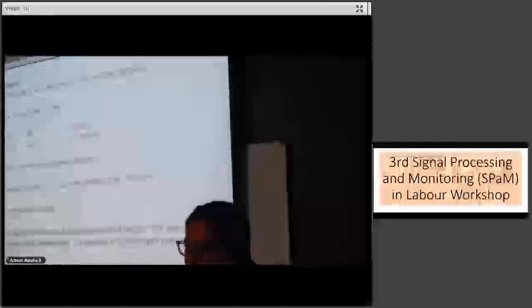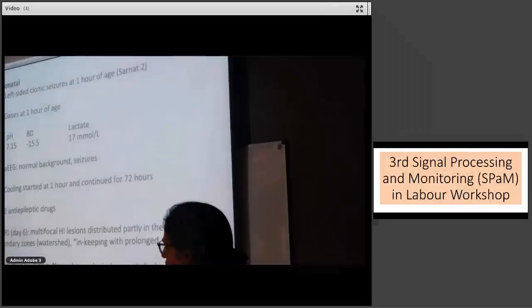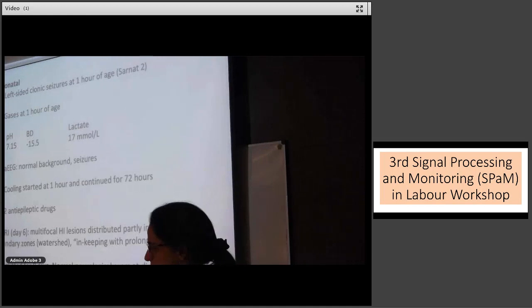This one has no basal ganglia involved. So there's moderate watershed injury. This is watershed, peripheral, prolonged partial, whatever you want to call it. And it's all on the tracing. Okay. So you do see a story here.